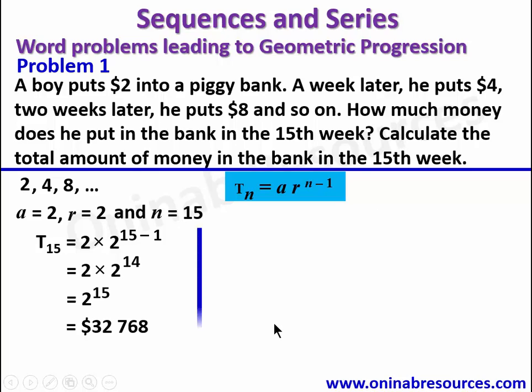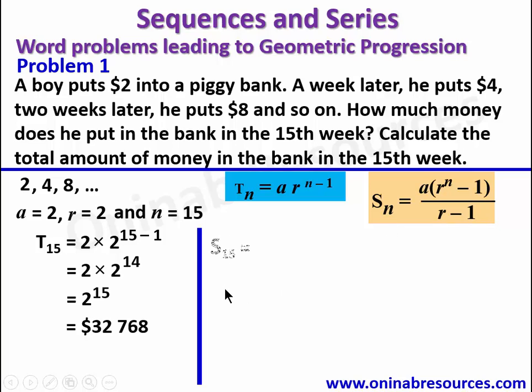Now the second part of the problem says we should calculate the total amount of money in the bank in the 15th week. So here we are going to look for S15. So we have our Sn equal to a into r raised to the power n minus 1 over r minus 1, since r is greater than 1. So this formula is the convenient one for Sn. So our S15 will be 2 into 2 raised to the power 15 minus 1 over 2 minus 1.